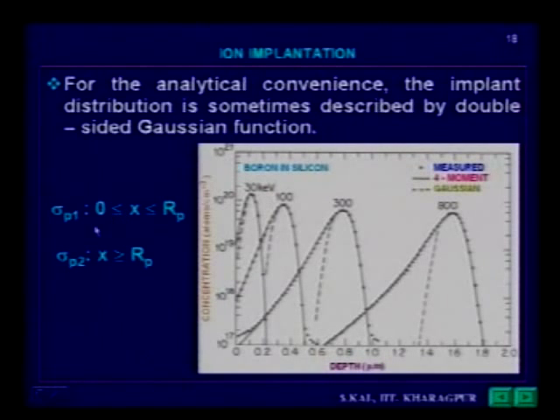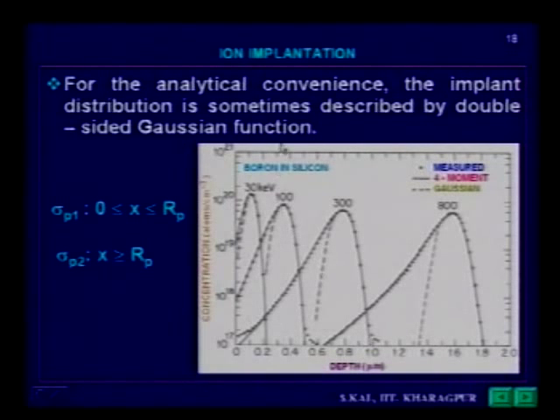Here in this curve you can also see sigma p1 for x from 0 to rp, and sigma p2 for x greater than rp. Because in the higher energies, x equal to 0 is here, and this point is rp. For example, for 300 kV, rp is near 0.8 micron. So some sort of nature is different from the values greater than rp. Greater than rp, 0.8 and above, means deeper into the silicon. That means you can divide the distribution profile into two regions: one is x equal to 0 to rp, the other is x greater than rp.